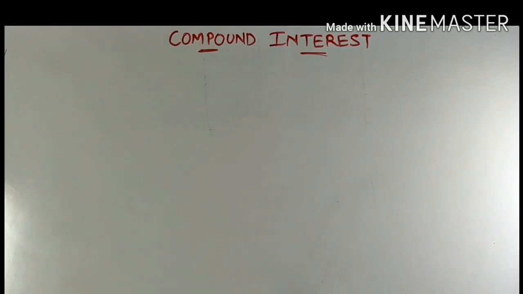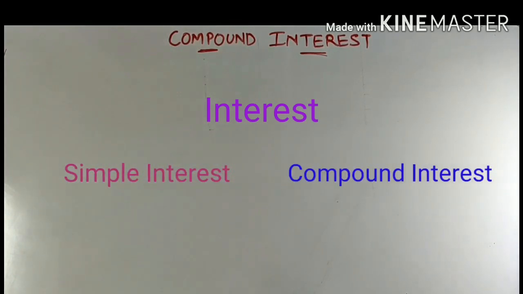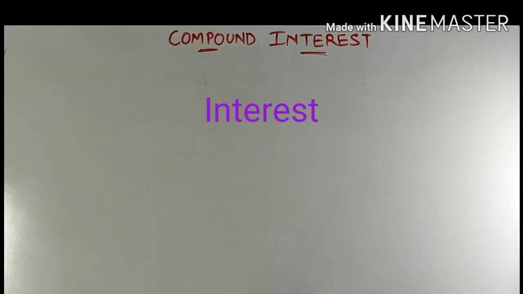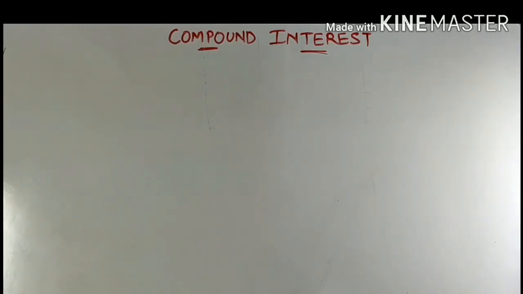In the last video under the topic compound interest, we studied about interest, the types of interest, that is simple interest and compound interest. We studied the difference between simple interest and compound interest also. The link of the video is given in the description below. You may go and refer to the video again. We also studied about the different types of compound interest based on the calculation.